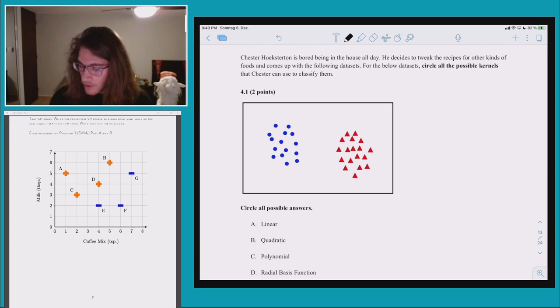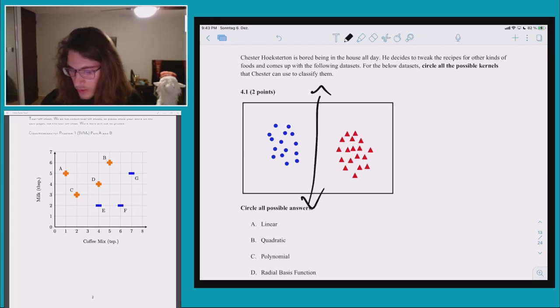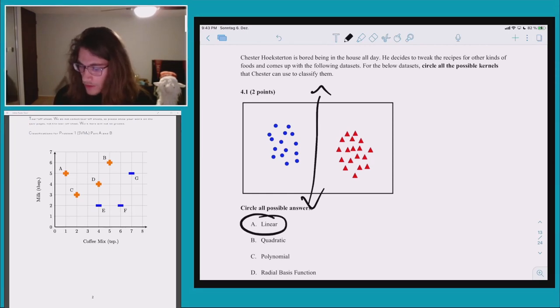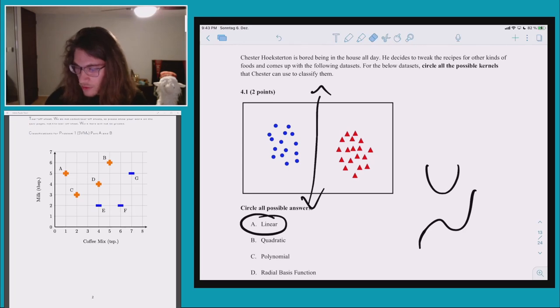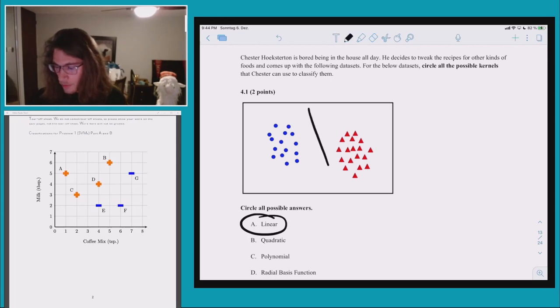And it's very easy to see in this case, if I were to draw a straight line, I can easily separate that data, so it's linear. And yes, I could start drawing parabolas and cubes and such in order to decide which kernels can classify which.